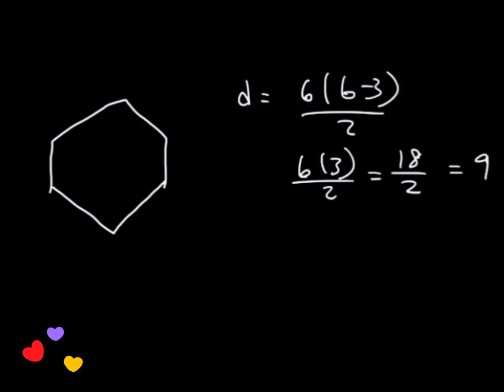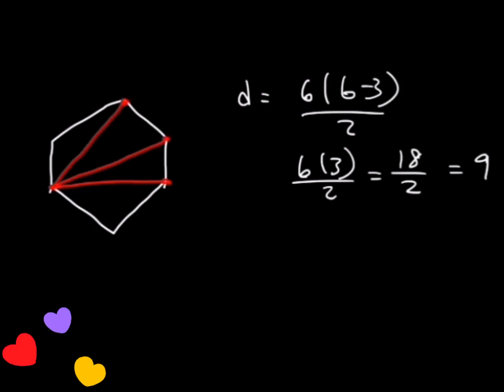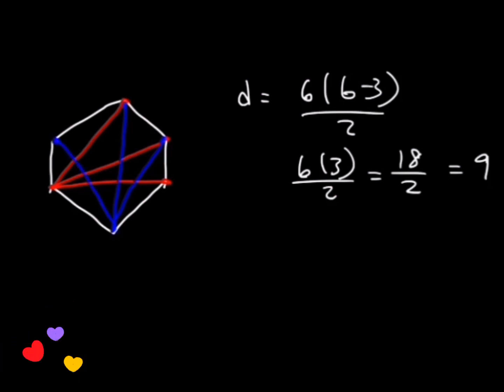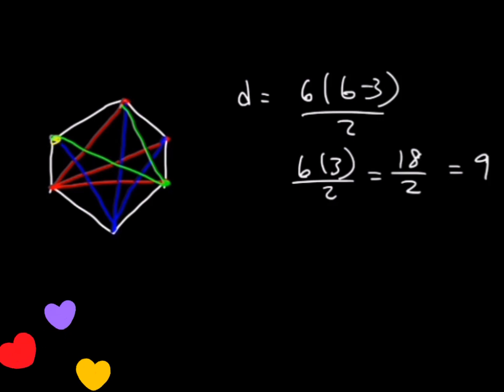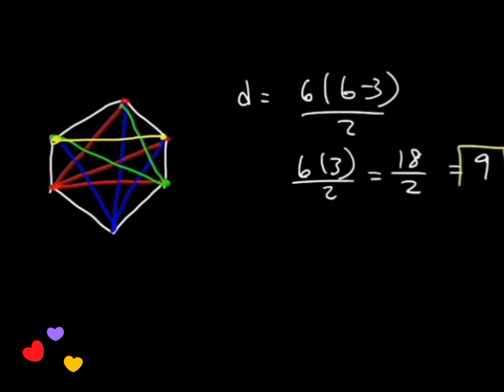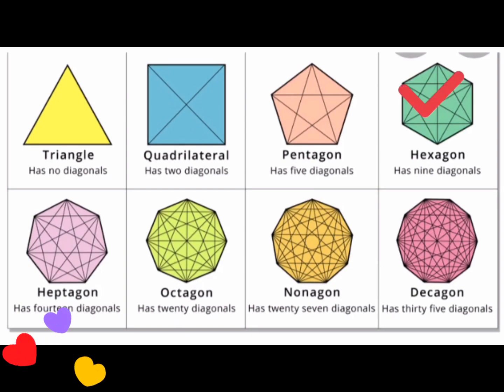So we'll start in this point. We can draw 1 here. That's 1, 2, and 3. Now this point, 4, 5, and 6. Now starting this point, this would be 7 and this would be 8. And if we start here, this will make 9. So there are 9 diagonals that we can draw for a hexagon.